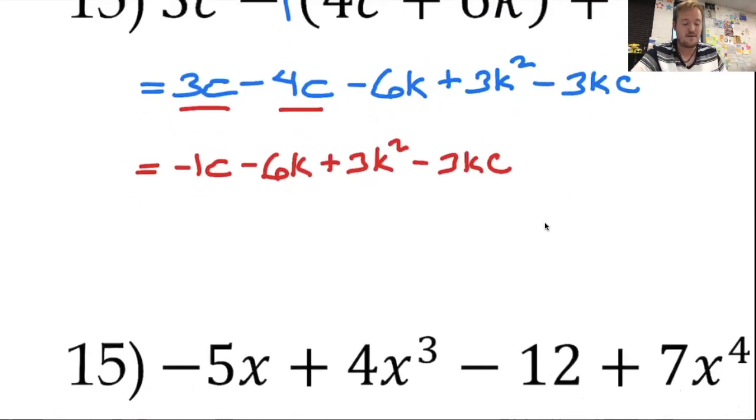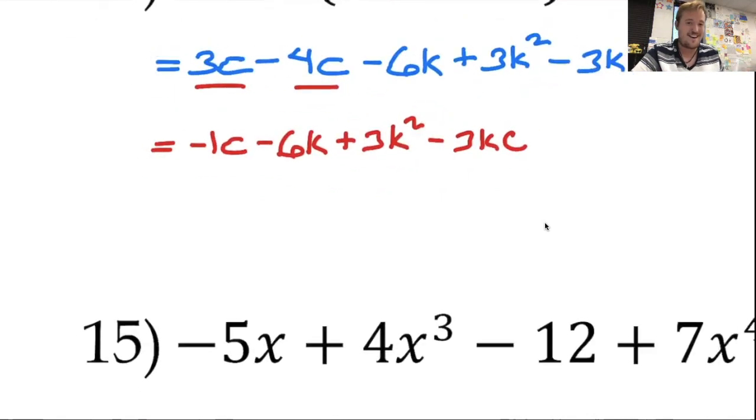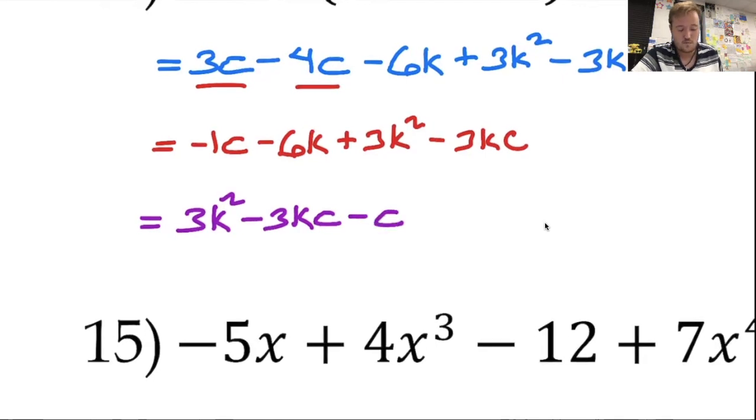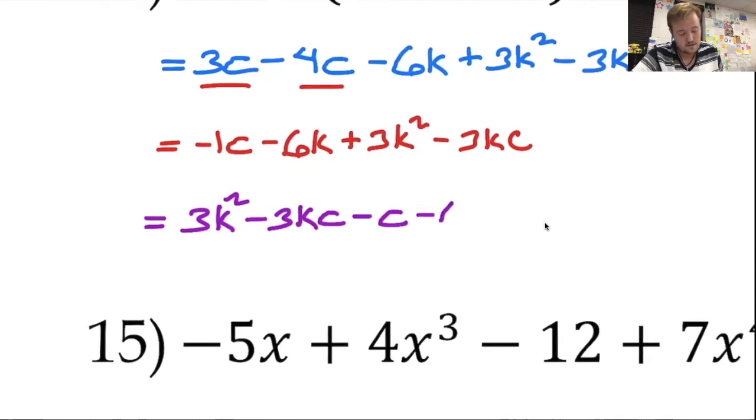Now we want to write these in descending order, so you want to look at the highest degree first. We have 3k squared here. Now see here, we actually have 2 variables, so that's actually a degree of 2. So I have negative 3kc. Then we have negative 1c and a negative 6k. Once again, they have the same exponent value, so just write them in alphabetical order. So I'm going to write minus c, we don't need the 1, then minus 6k.